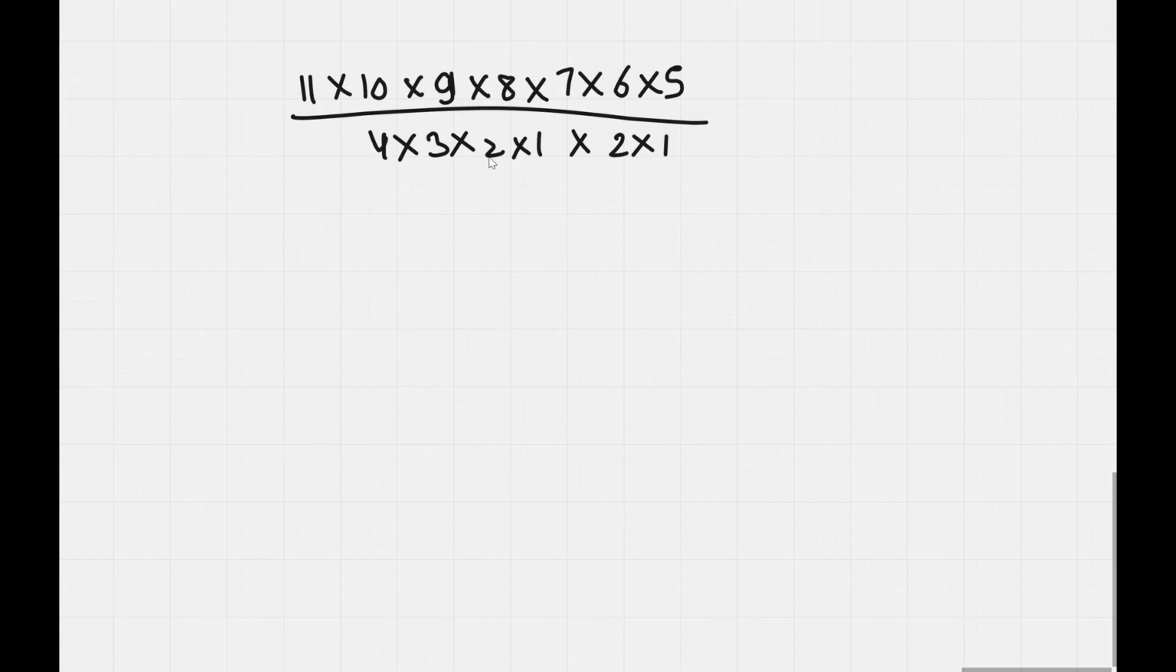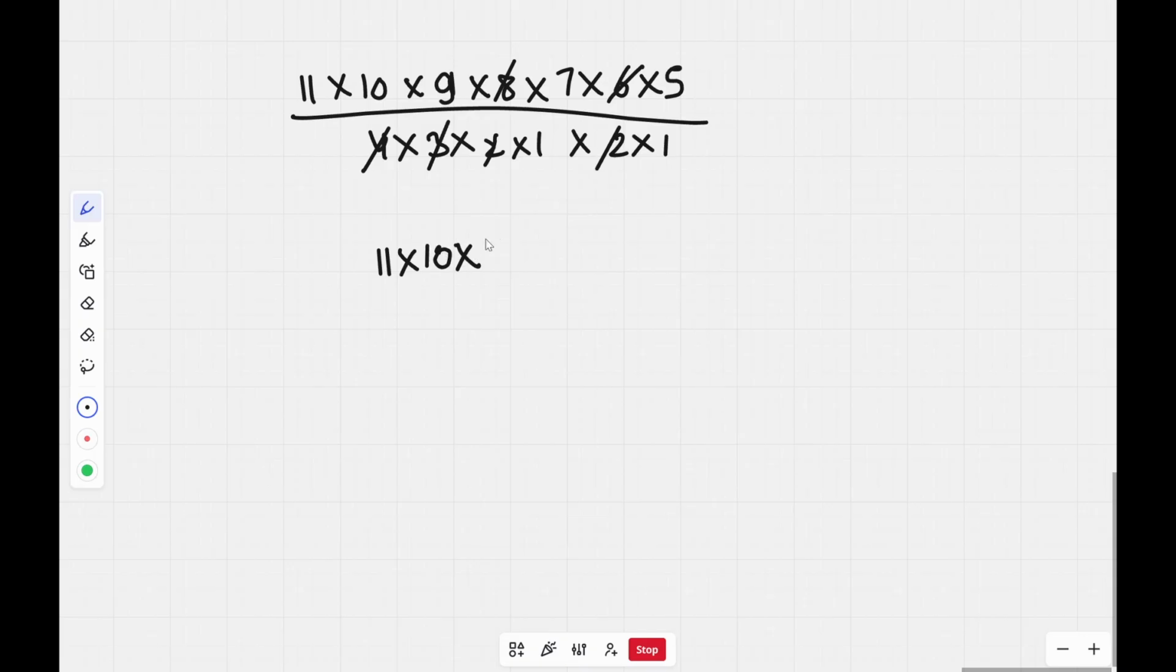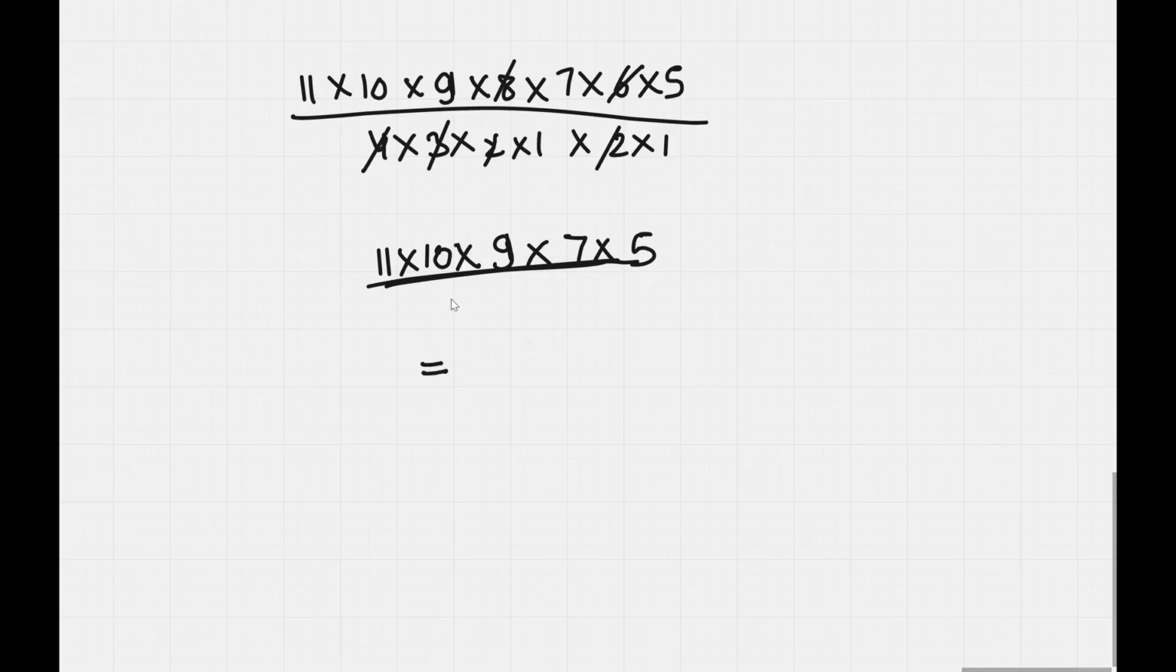Now it's simply cancelling out. We can cancel this 2 and this 4 by 8, this 3 and this 2 by 6. So what we are left with is 11 into 10 into 9 into 7 into 5. Now you can calculate this and get the answer. I'll also calculate it. After calculating, the final answer is a big number, which is 34,650. Yes, this is our final answer.